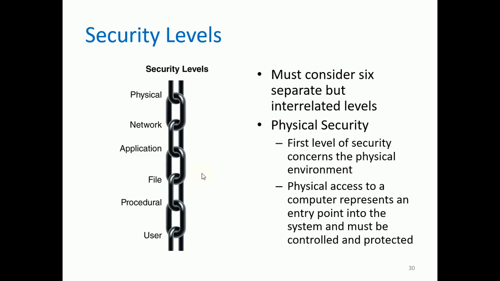And then next we have security levels: physical, network, application, file, procedural, and user. So we must consider six separate but interrelated levels. First is physical security. The first level of security concerns the physical environment. Physical access to a computer represents an entry point into the system. It must be controlled and protected.